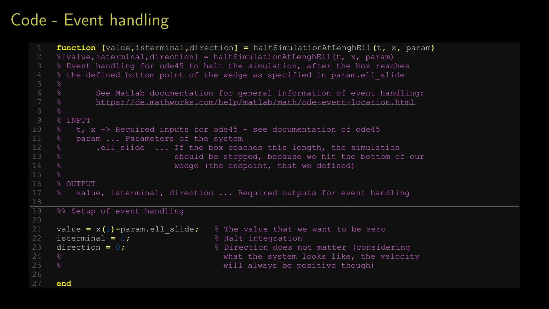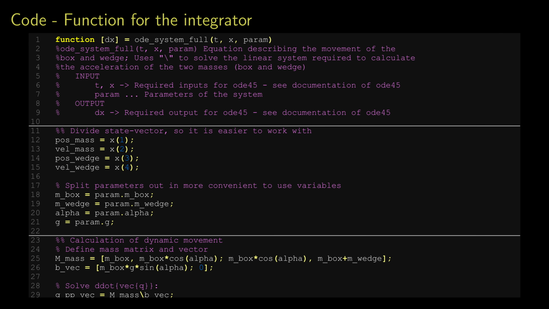The event handling is almost identical to the one from last month's video. Our event to detect is when the box hits the endpoint at length L. Here we set the simulation to stop when this happens, and lastly set our direction to not matter. The last code part is the function where we describe the dynamic movement.